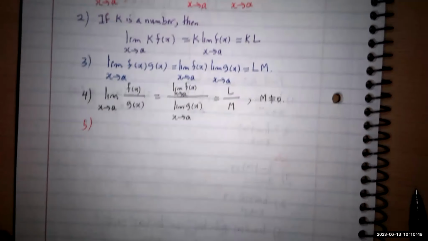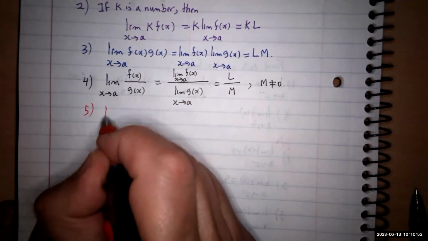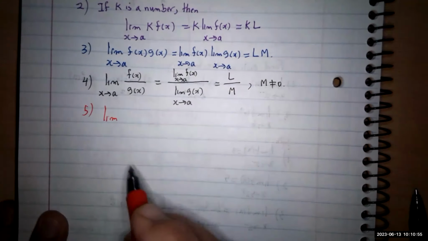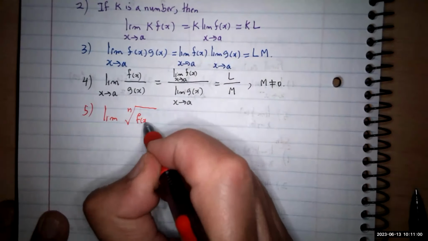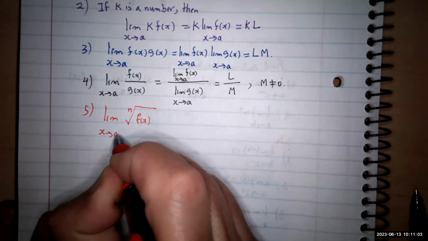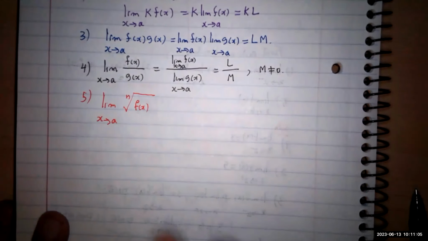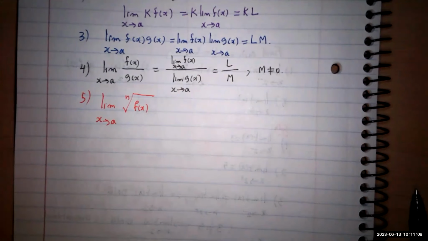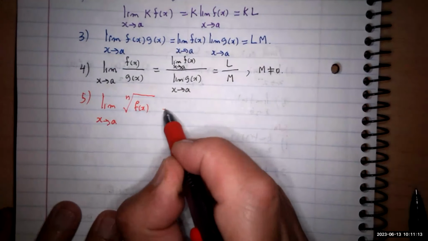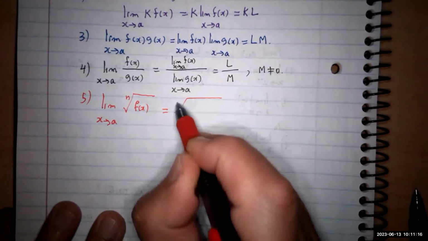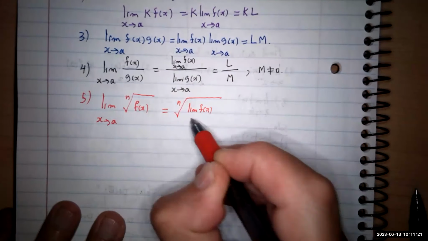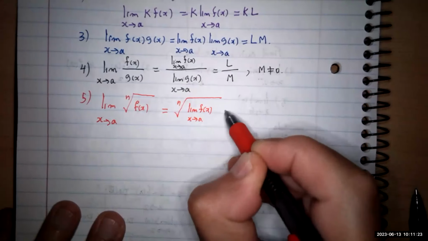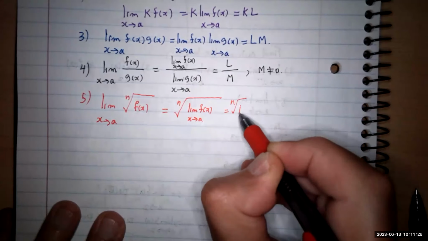If you have radicals, okay, so if you have a limit of the square root, fifth root, 8th root, so n root of f of x, x goes to a. You see, if you want to find the limit of the radical, if you stay outside of the radical, you won't be able to do anything. We go inside. It's going to be equal to the n root of the limit of the inside, limit of f of x, x goes to a, which is going to be the n root of L, whatever we have.